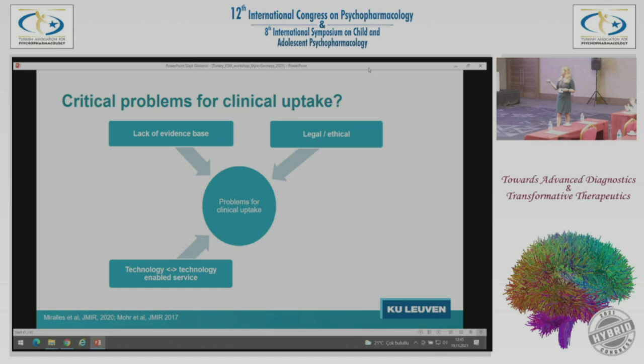Then, of course, there's a lack of evidence base. We can only really implement this if we also show that it's beneficial. For that, we are running a clinical trial. It's going to be a clustered, randomized clinical trial. In all settings, we're going to include 3 wards. 2 will be randomized into using ESM, and 1 will be randomized into treatment as usual.